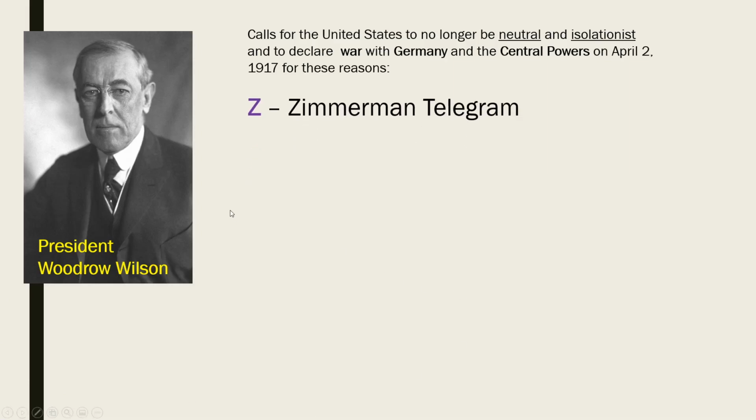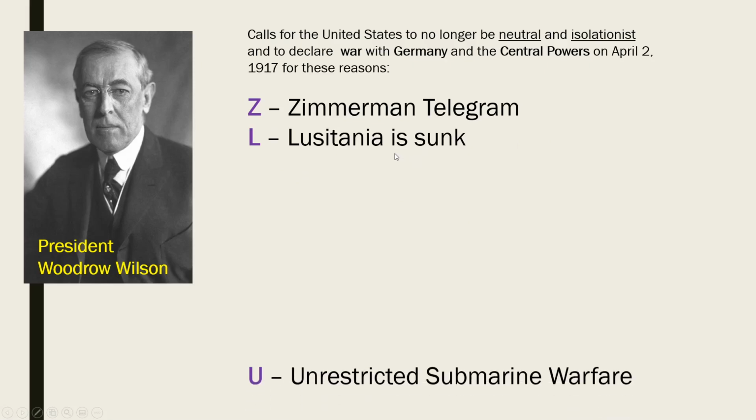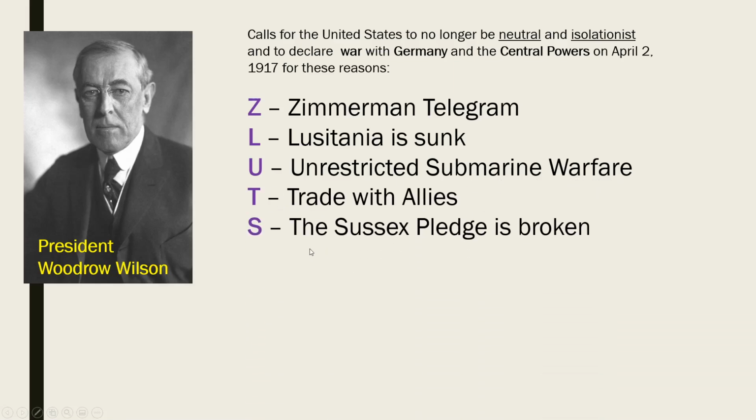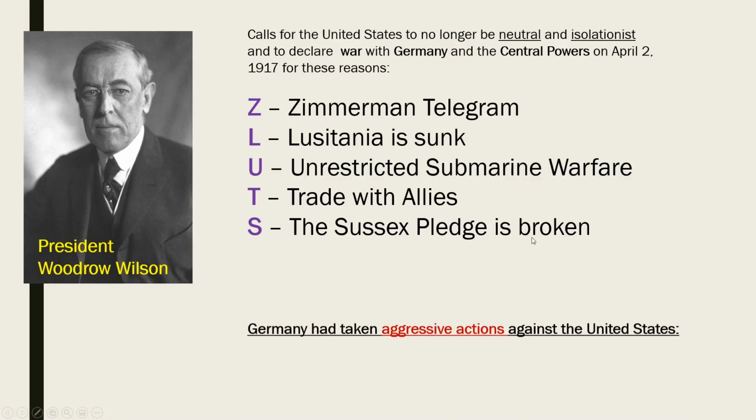So here's a little shortcut to remember. It's a funny little word. It's going to be called Zloots. So if you can remember that, these are the 5 reasons why the United States joins the war with Zloots. Zimmermann telegram, the Lusitania is sunk, unrestricted submarine warfare attacked our ships, we believed in trading with our allies and that was being threatened, and S, the Sussex Pledge is broken.